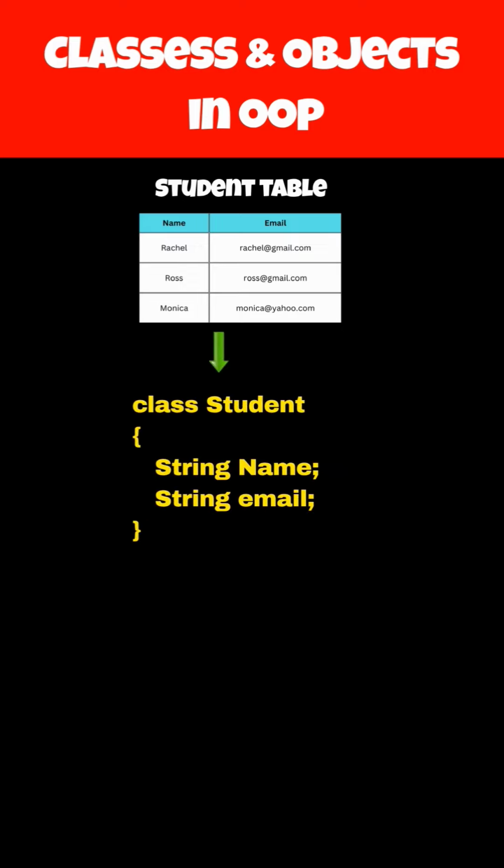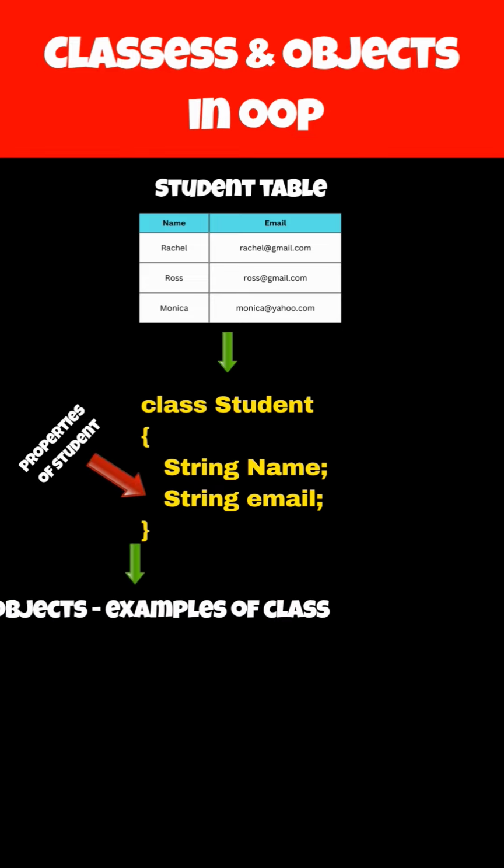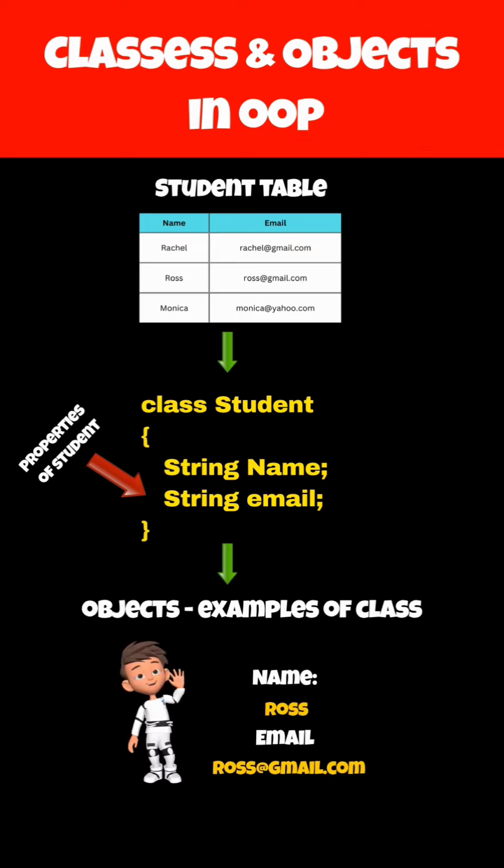We can consider these tables as similar to classes in OOP. Classes are also representations of real-world entities, and properties of these real-world entities such as name and email IDs of a student are added as variables in these classes. Objects in OOP are instances or examples of these classes which have actual values of these variables. For example, we can have one object for student Ross which will have name as Ross and email as ross@gmail.com.